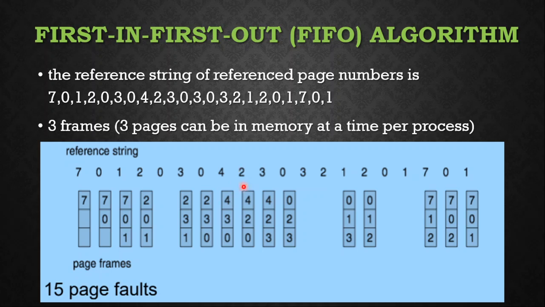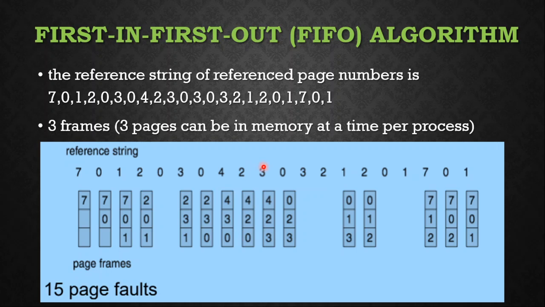And then the next frame is 2. How to put this at page 2? So 3 has come a little earlier. Among these, 3 has come earlier, it is in the queue, so you have to replace this and put this 2 over here, so 0 is already here.